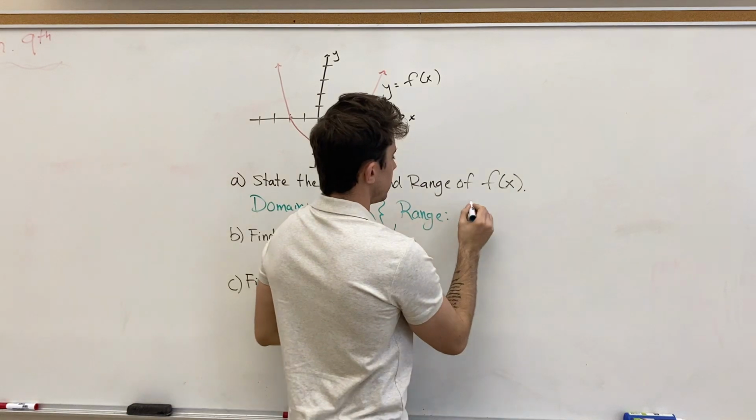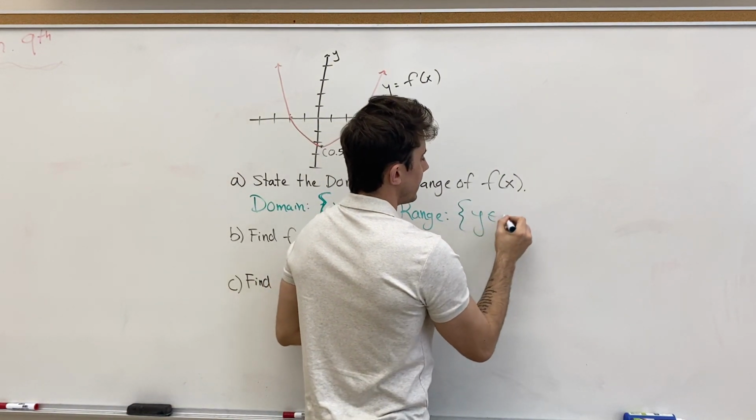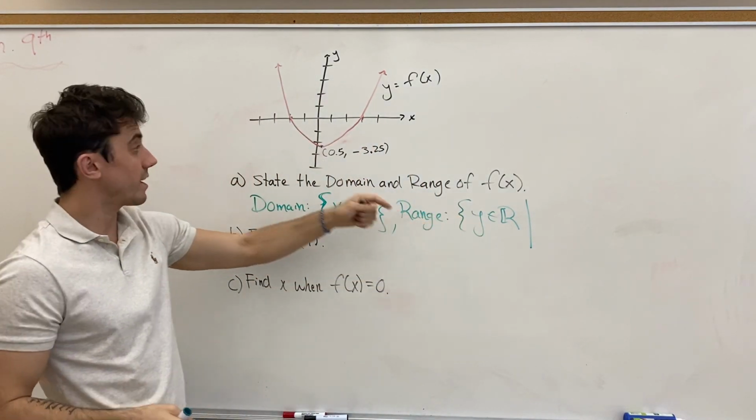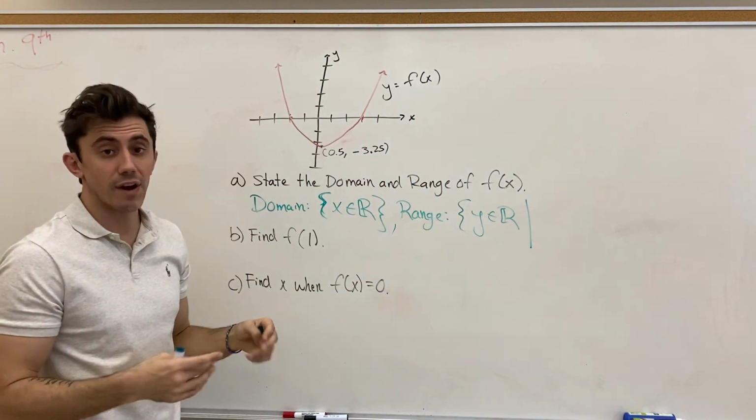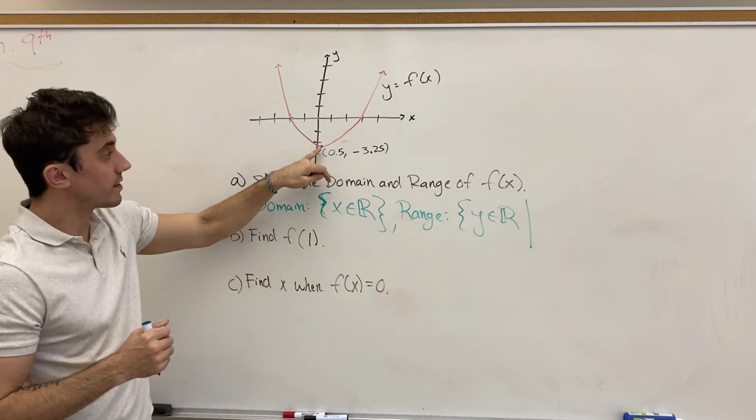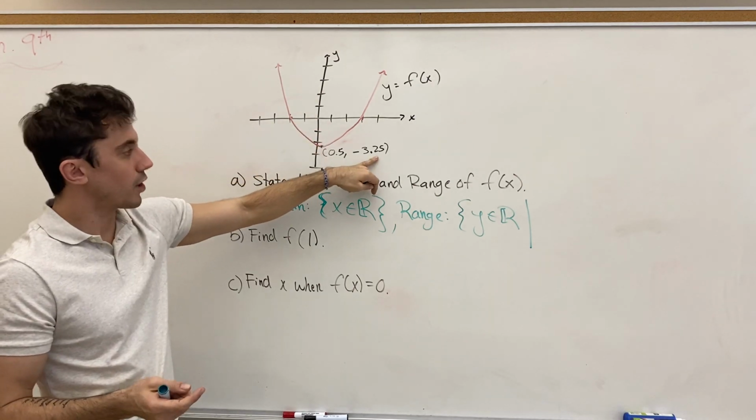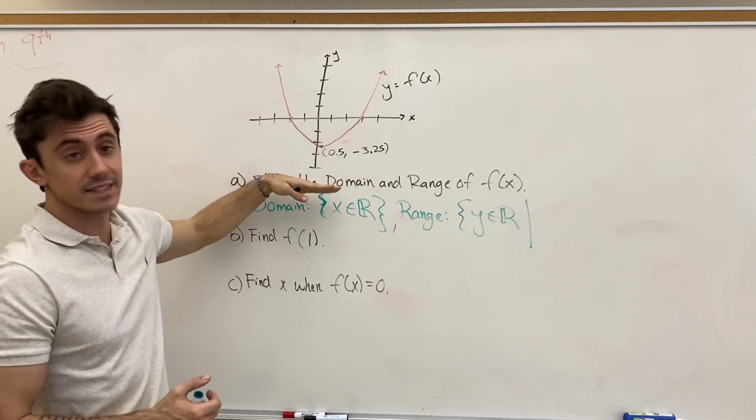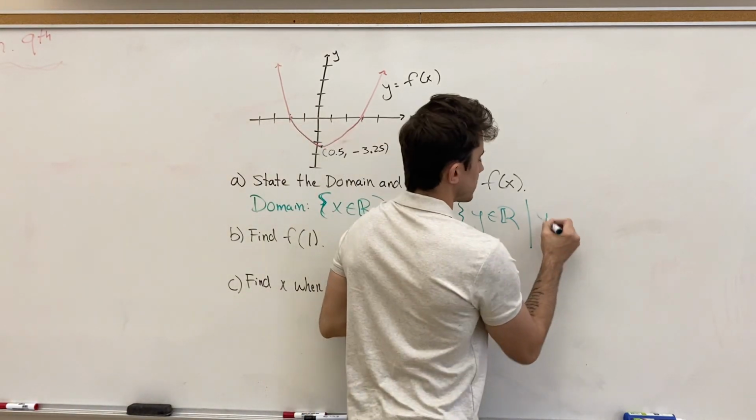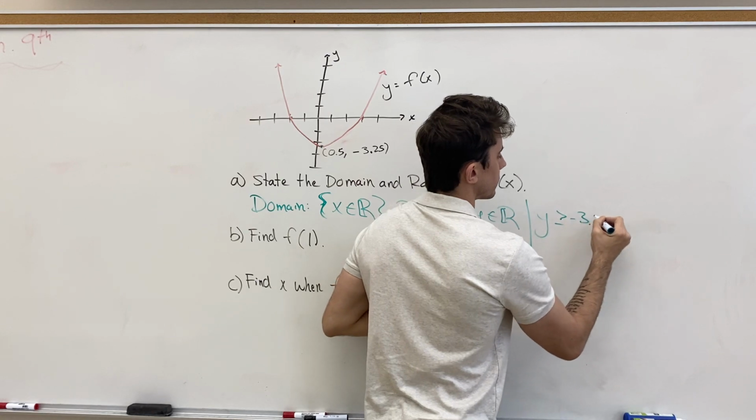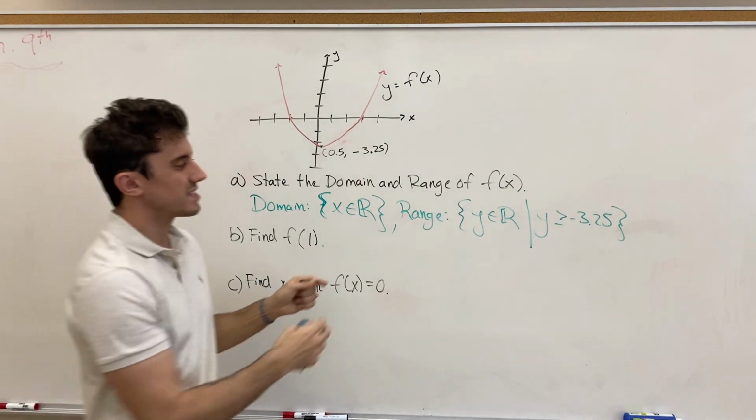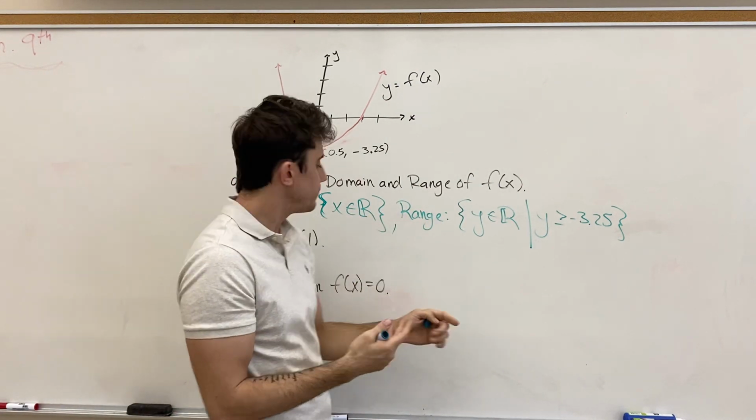So our range is going to be y being any element of the real numbers, right? Any decimal, any whole number, any rational number, any fraction, any real number, so long as it's greater than or equal to the lowest possible value, right? It can't be lower than negative 3.25, and so mathematically we write that as y being greater than or equal to negative 3.25. Again, using nice set notation, because this is a set of all possible values of y, okay?